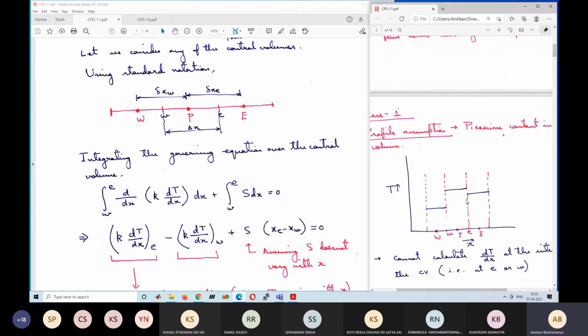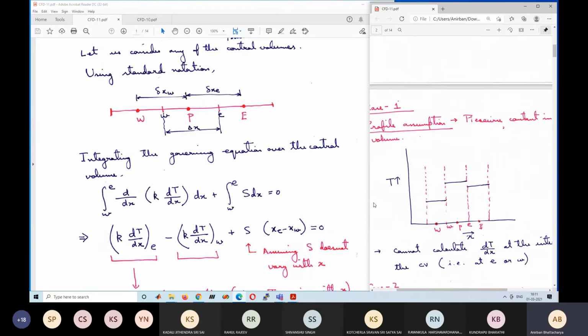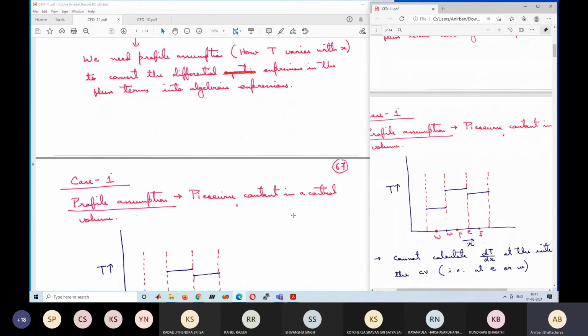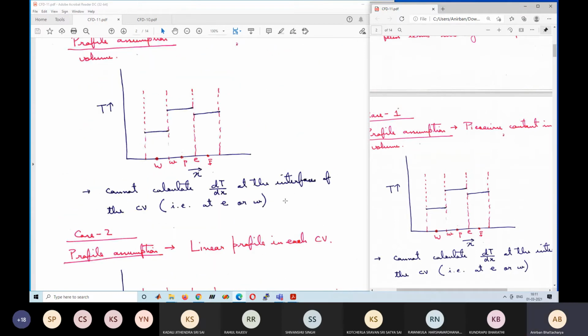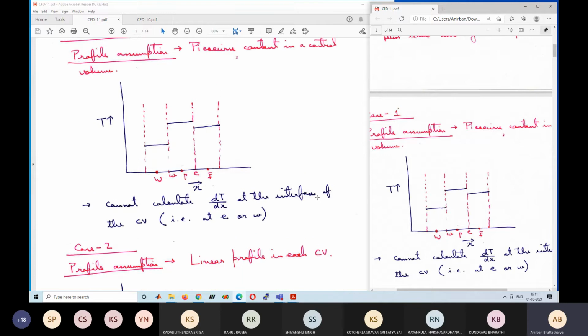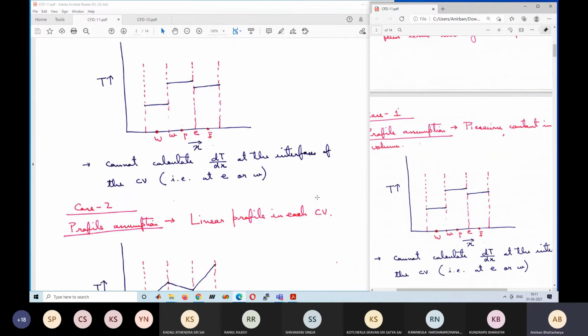Is the derivative dt dx defined at this point E? No. It is not defined, right? So it is undefined. Because of the step jump, we cannot actually calculate this value dt dx at the interface. Okay, we cannot calculate dt dx at the interface of the control volume. That is, we cannot calculate at the east or west face based on this profile assumption. So this profile assumption is not suitable. Then we will go to the next profile assumption.